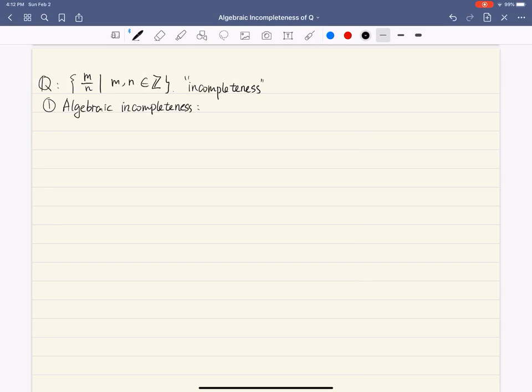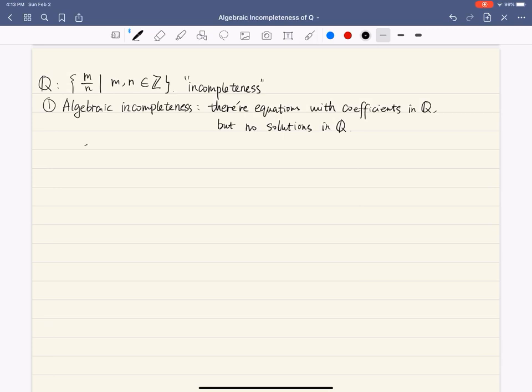And what does that mean? It means that there are equations with coefficients in Q, but no solutions in Q, right? So there are some equations with rational coefficients, but no rational solutions.